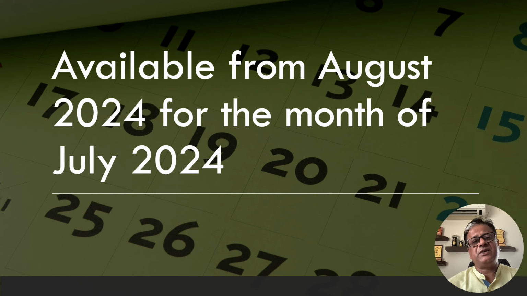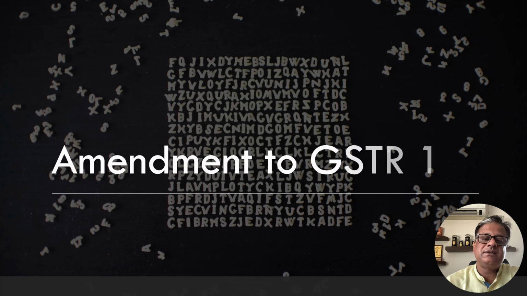Now what is this GSTR 1A? If you have made any mistake or error while filing your GSTR 1, in the present system this can be corrected only in the subsequent tax period of GSTR 1. That is, suppose you are filing your GSTR 1 for July 2024 and you made a mistake, in the present system you could have amended or corrected your mistake only in the next month's GSTR 1 if you are a monthly filer, or in the next quarter's GSTR 1 if you are a quarterly filer.